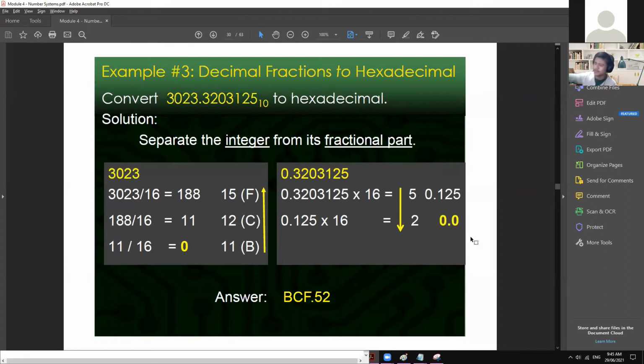I'll give you guys 30 seconds to 1 minute to analyze this one, and then just let me know once you already got this one. All right, very good. So 6 out of 18 are already able to get this one. That's actually it for the decimal.